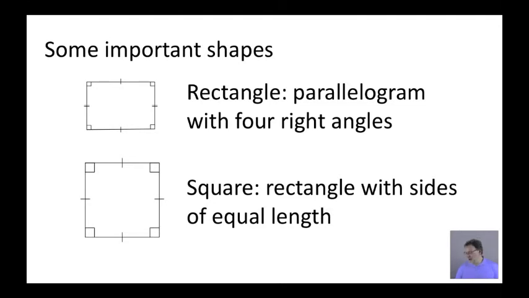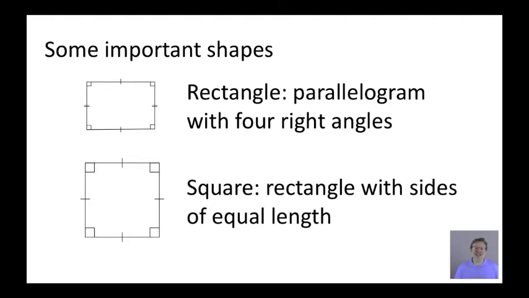Lastly, we have a square, which is a rectangle that has sides of equal length. So squares are rectangles. A square meets all of the requirements of a rectangle. It is a parallelogram. Its opposite sides are parallel. Its opposite sides are congruent. It has 4 right angles, just like a rectangle. And in this case, it has one additional feature, which is that all 4 of its sides are congruent. All 4 of its sides are of equal length.